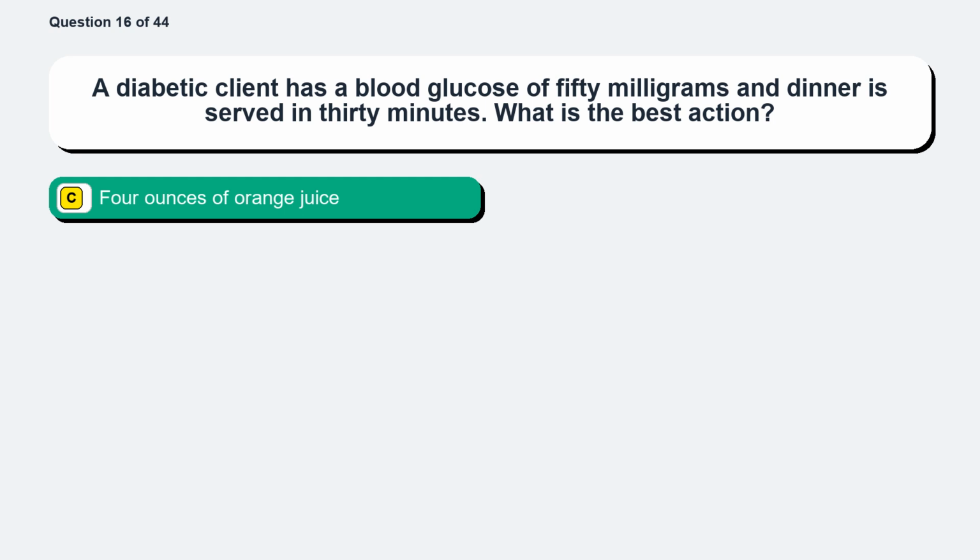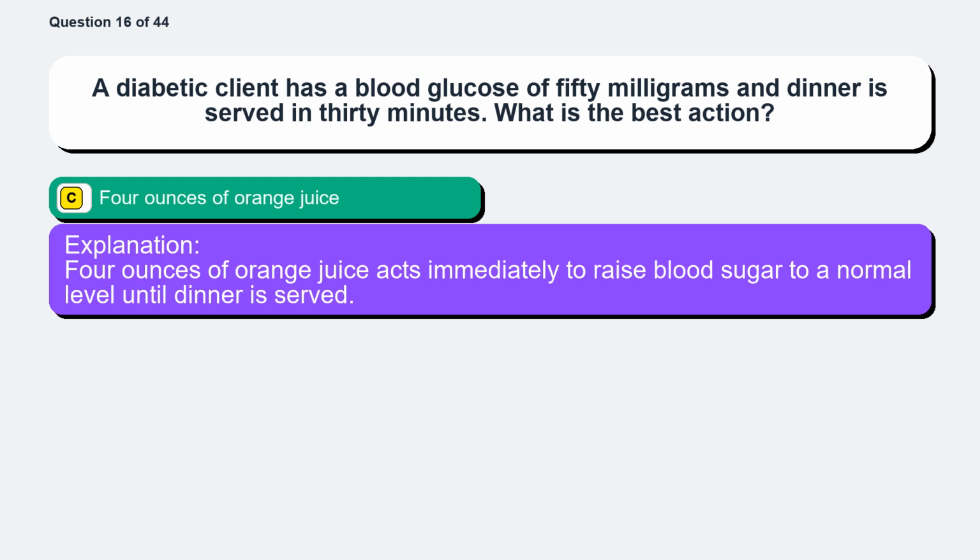The correct answer is option C. 4 ounces of orange juice. 4 ounces of orange juice acts immediately to raise blood sugar to a normal level until dinner is served.